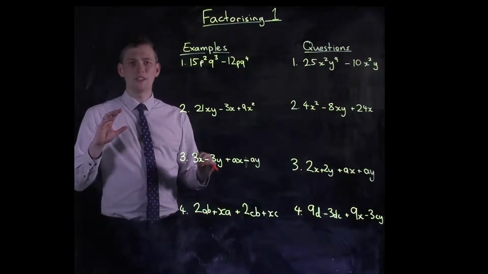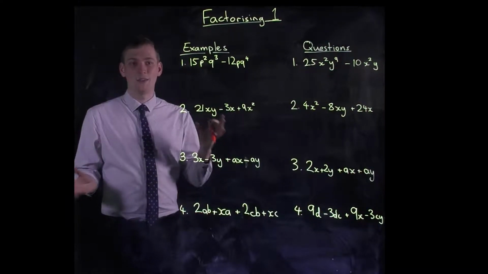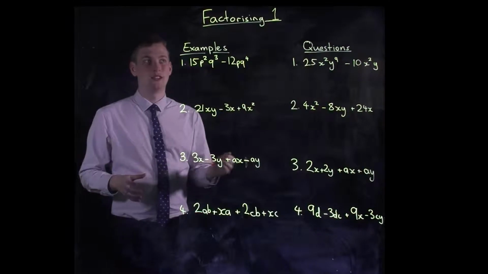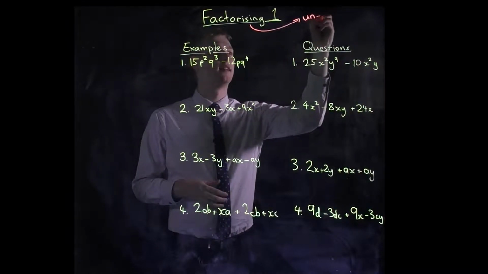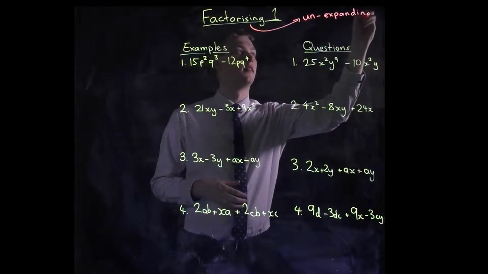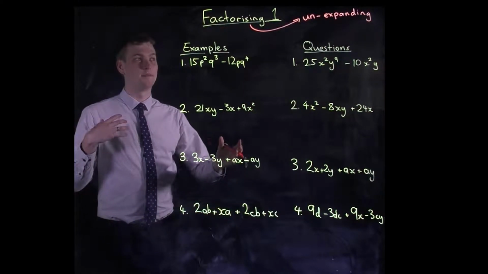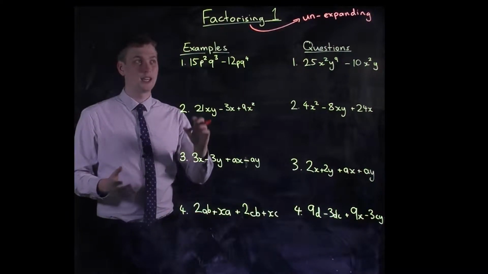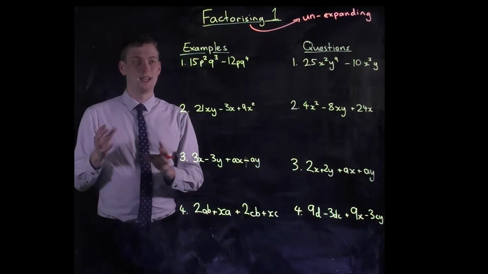Now, it's important for us to remember that we have factorising and expanding, and they're really the opposite things. So factorising, you could remember it as unexpanding. That's not a formal definition, but it's an easy enough one to use. So we can remember that we're just doing the exact opposite thing as we were doing when we're expanding.